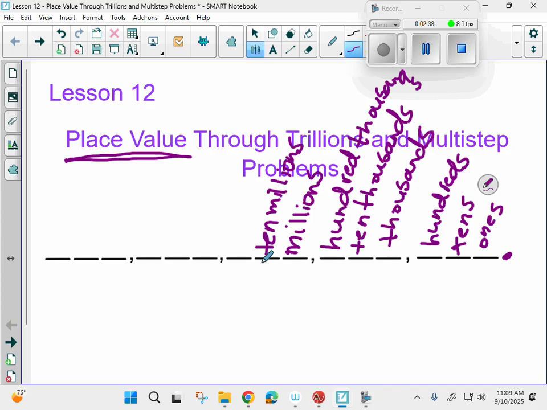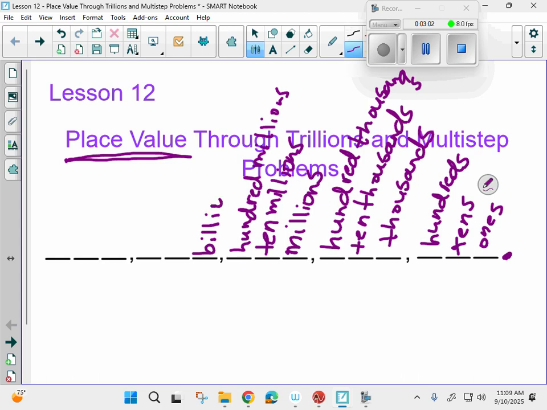And this next spot, what would this be? 100. All right, it follows the same pattern, the 100 millions. Once you get to the thousands, it goes 10,000s, 100,000s. And then the millions, 10 million, 100 millions, okay? And do you guys know what comes after millions? Billions. Great job. This is the billions place.